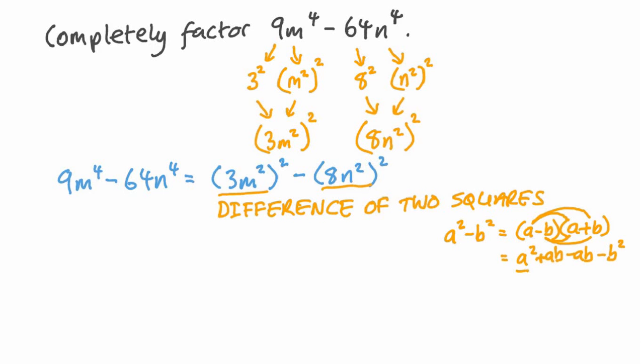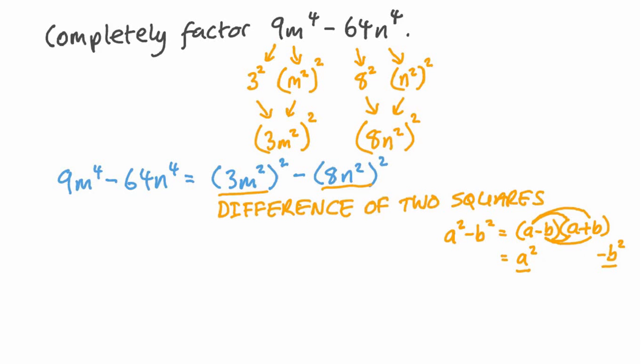So we've got a squared plus ab minus ab. So if we start off with ab and take away ab, we've got nothing. So we can just cancel those two out like this. And then on the end we've got take away b squared, or negative b squared. So this is just a squared minus b squared.